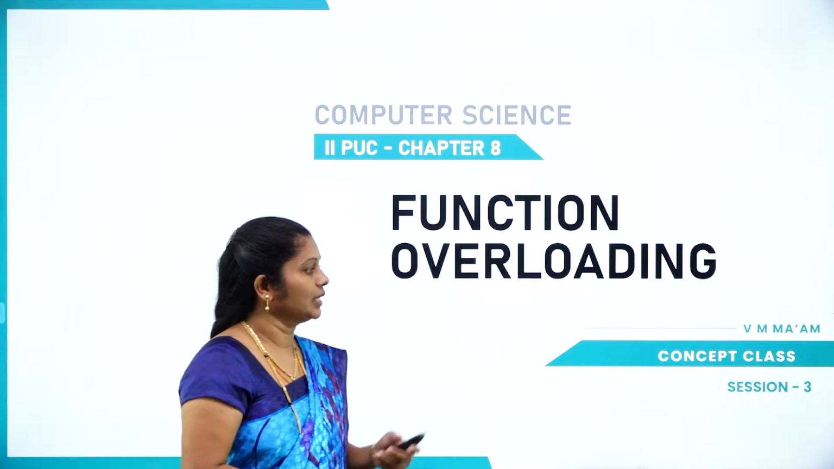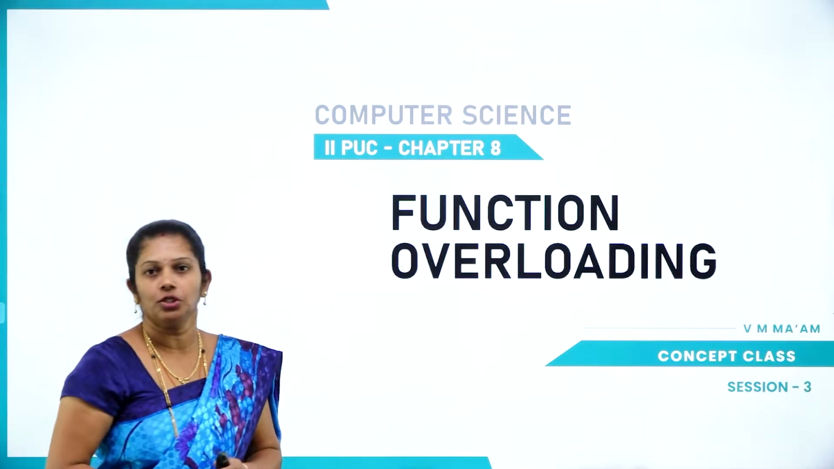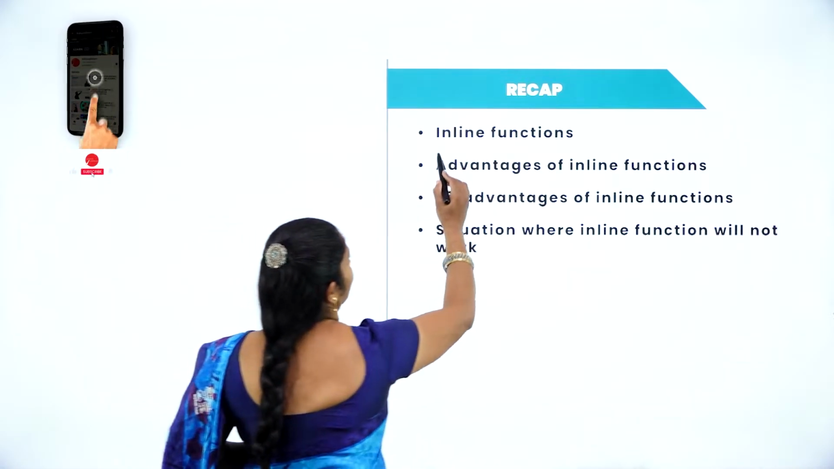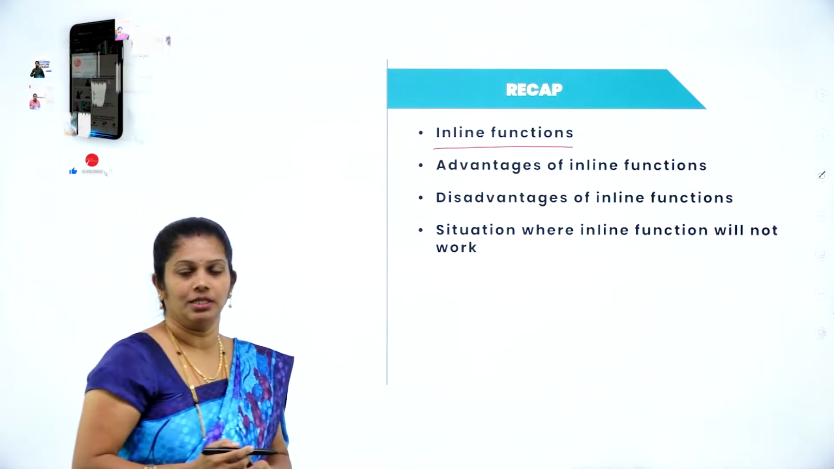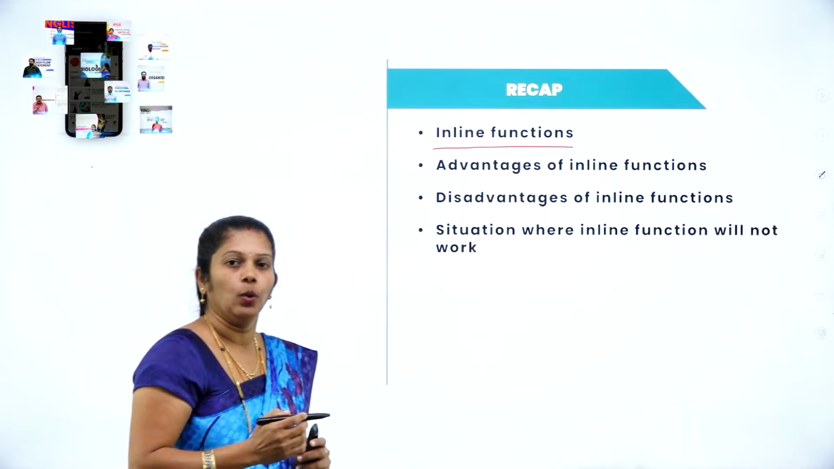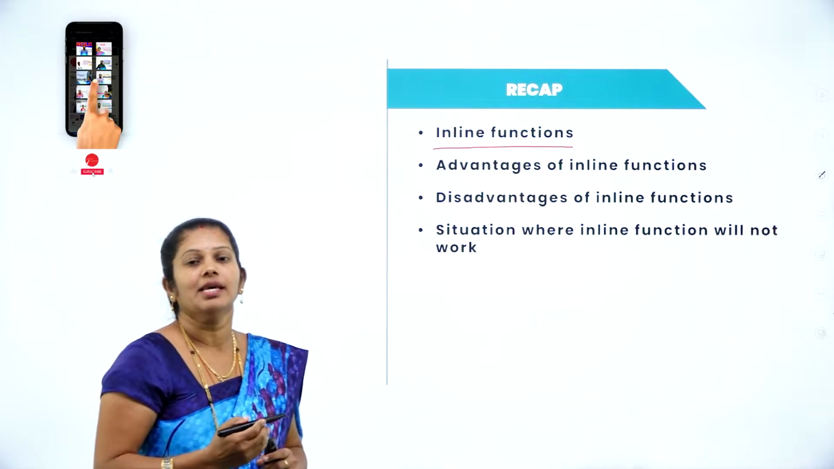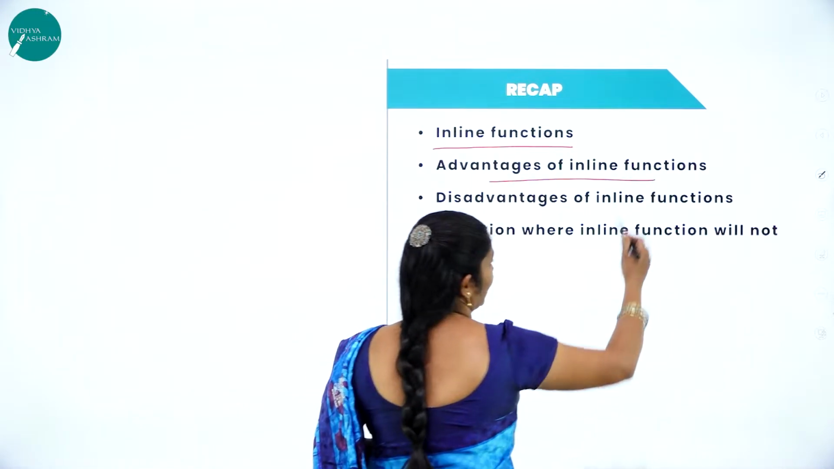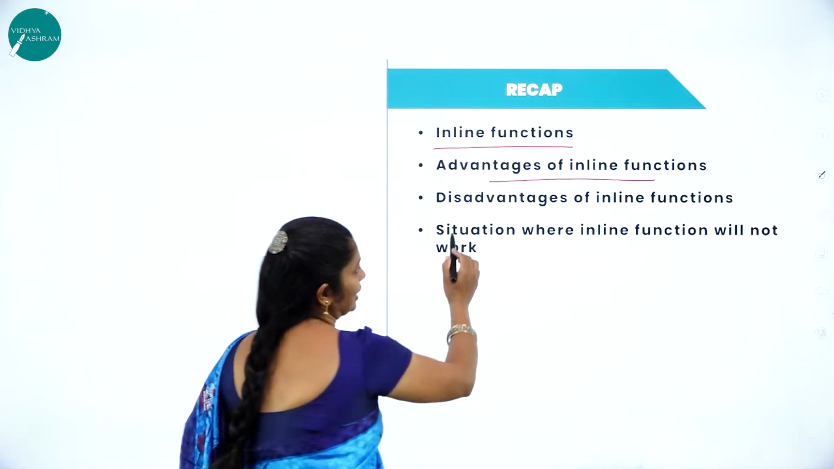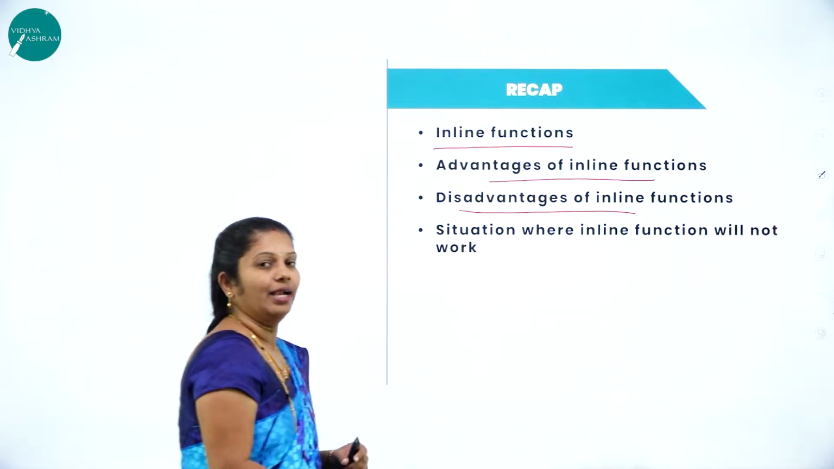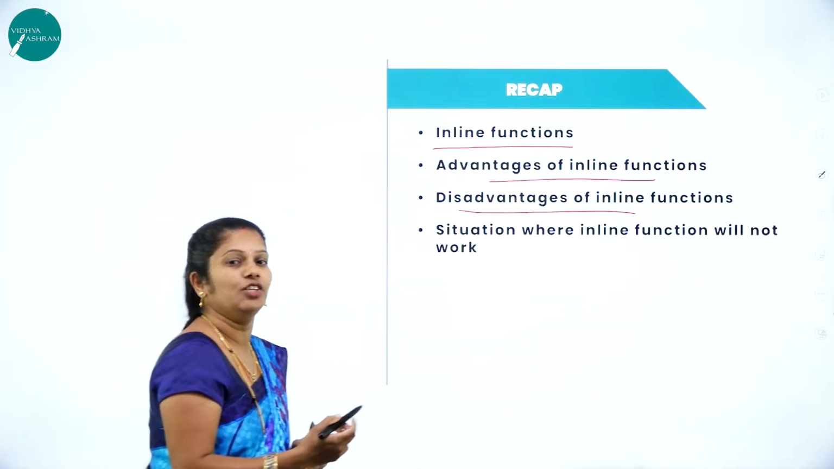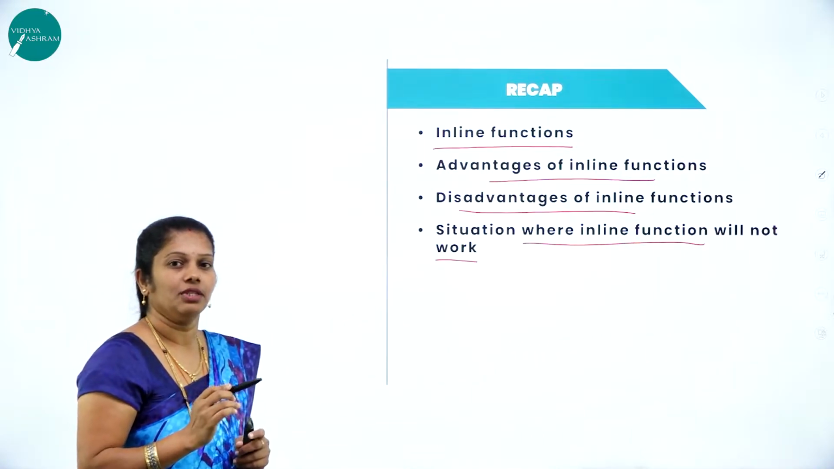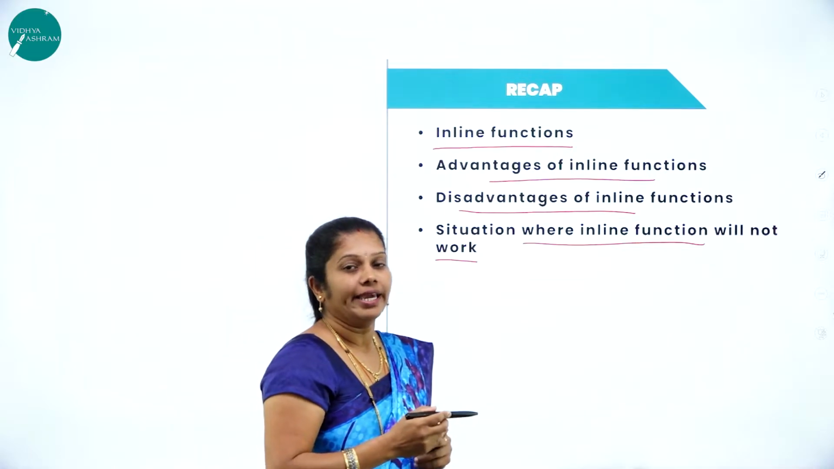Today, we will start with the third session on the function overloading chapter. In the previous session, we studied inline function. It is a short function where the compiler replaces the function call with the body. We studied the advantages and disadvantages of inline function, and the situations where inline function will not work. Then you studied one program on inline function.